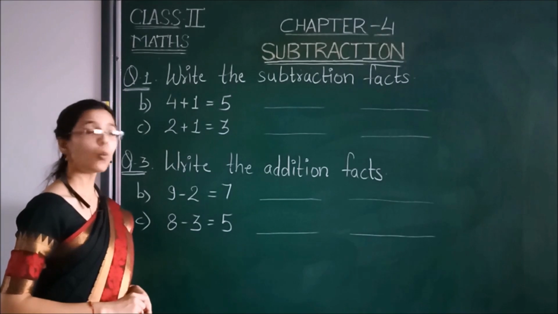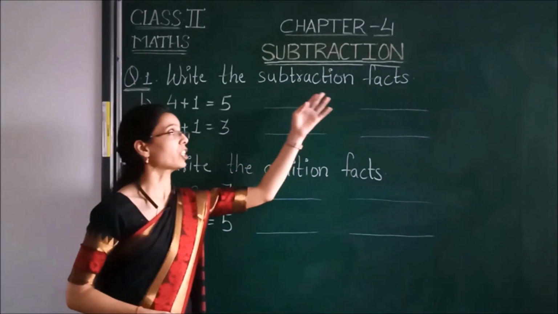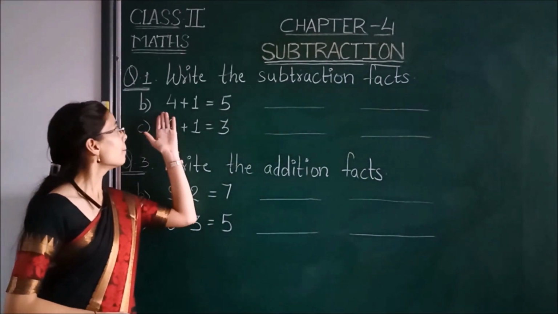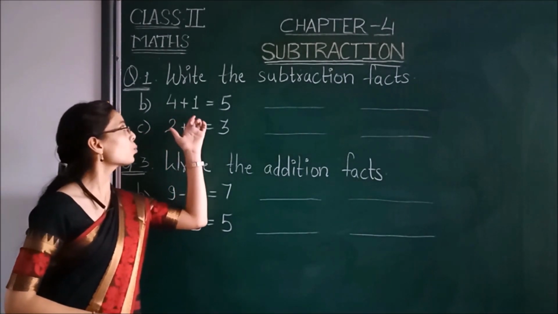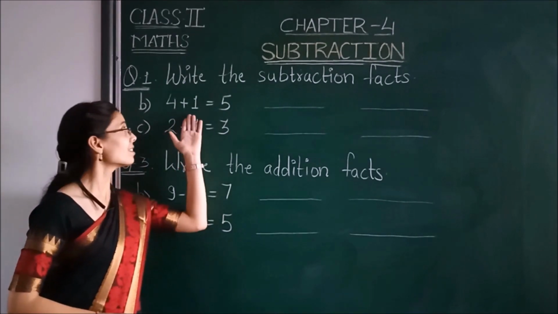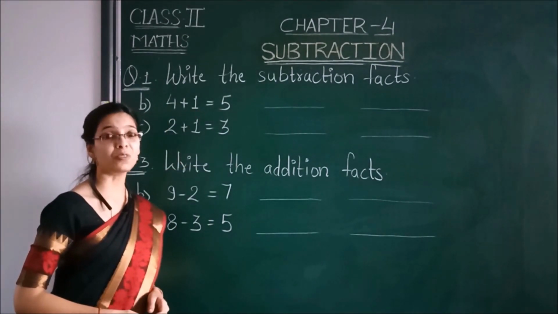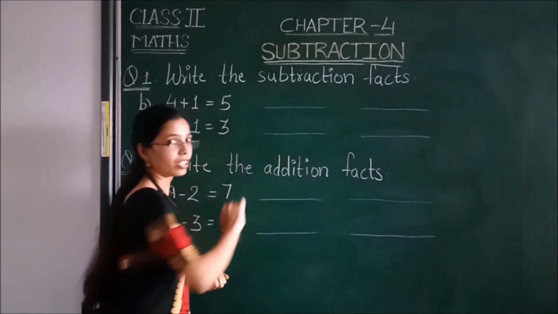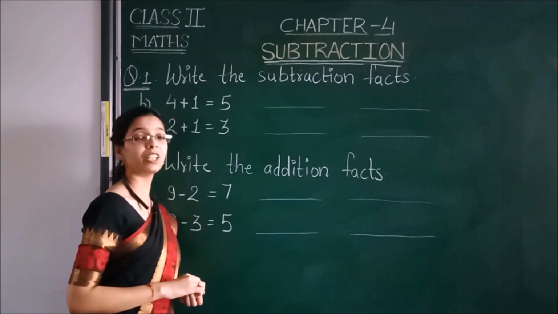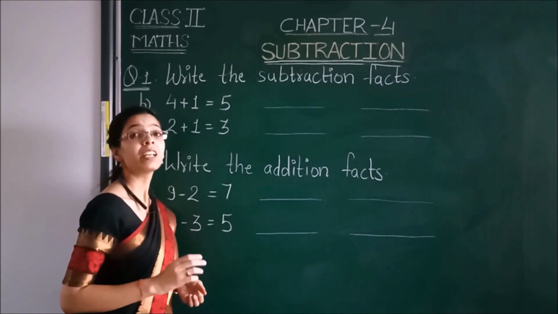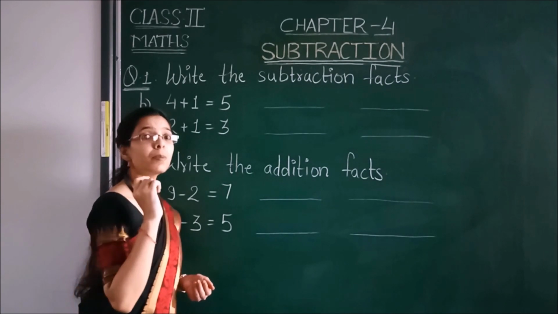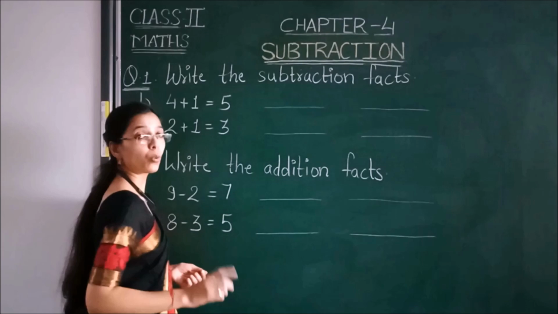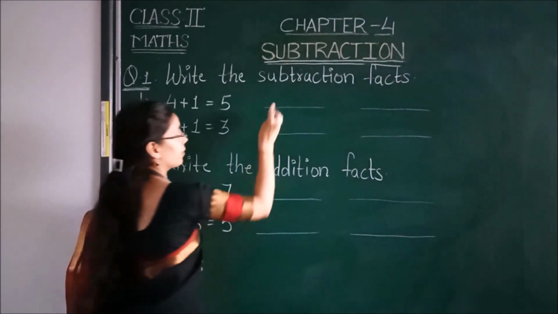See question number 1. Write the subtraction facts. We have to write subtraction facts here. See, B: 4 plus 1 is equal to 5. This is an addition fact, and we have to write its subtraction facts. We have to write two subtraction facts here. And we have already learned that we can subtract a smaller number from a bigger number. Which is the bigger number here? 5. So first we will write 5.